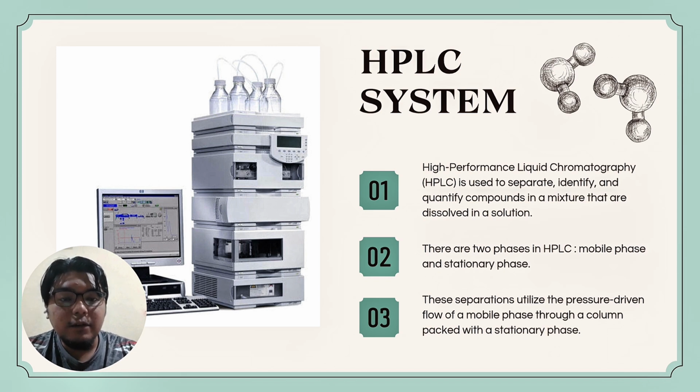I'm going to continue with the HPLC system. High performance liquid chromatography (HPLC) is used to separate, identify and quantify compounds in a mixture that are dissolved in a solution. Second, there are two phases in HPLC, which are the mobile phase and the stationary phase. Number three, this separation utilizes the pressure-driven flow of a mobile phase through a column packed with a stationary phase.